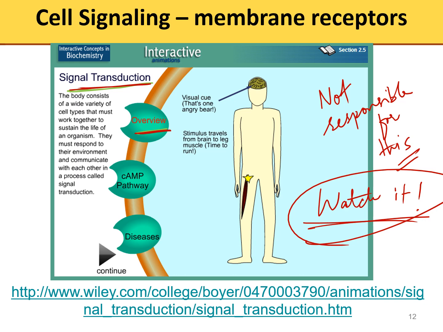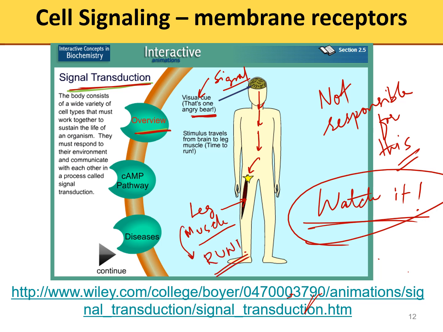What they're saying is, if you're a person and you see an angry bear running towards you, right? What happens? Well, that is the visual cue, and that is the signal. So the signal is you're seeing an angry bear running towards you. What should happen? There should be some signal transduction, and the signal is transduced or passed on to the leg muscle. And what response do we see? Well, the response is run for your life, right? Run. And this is all done by cell signal transduction, and this link actually talks about that.